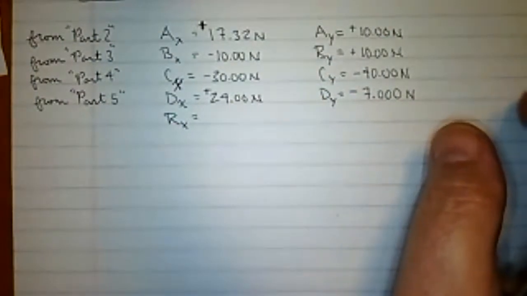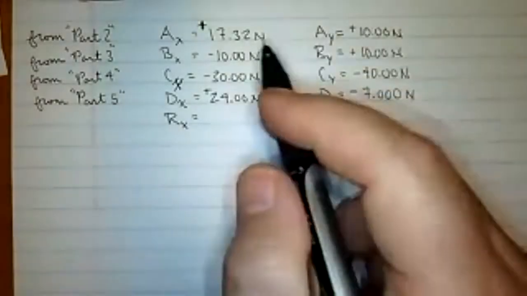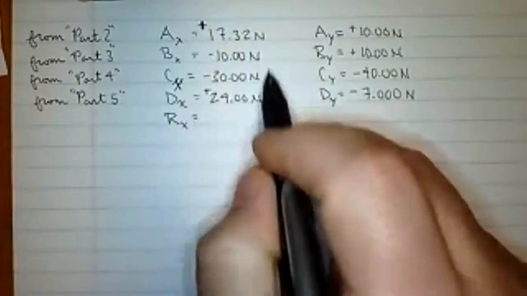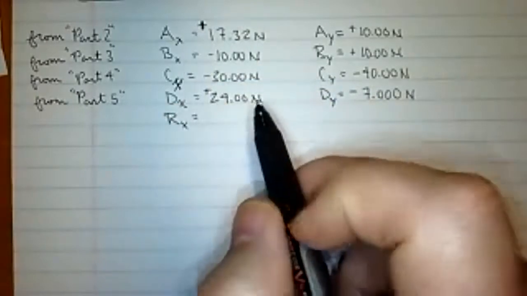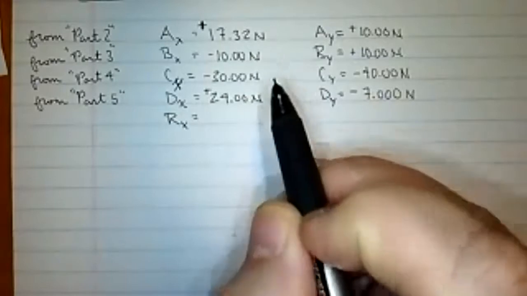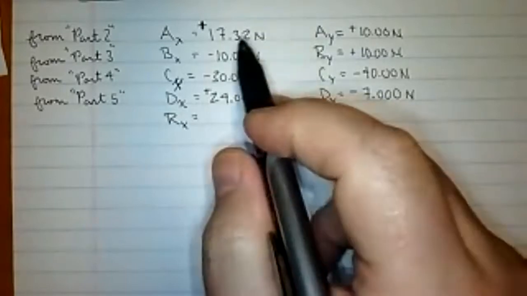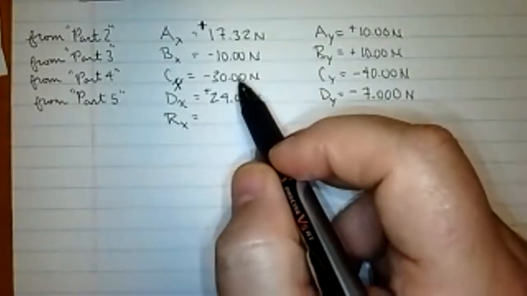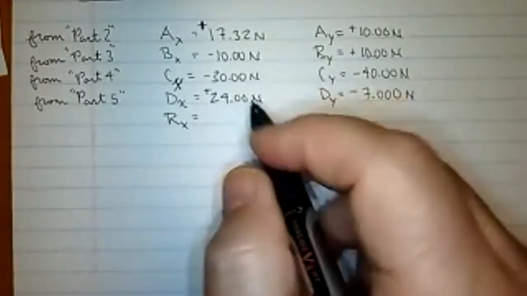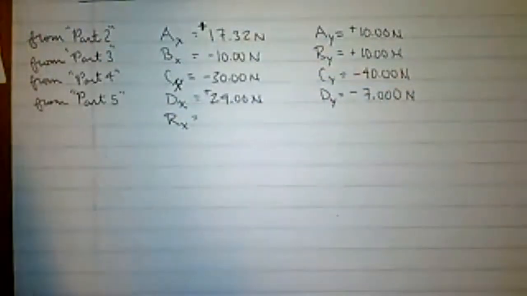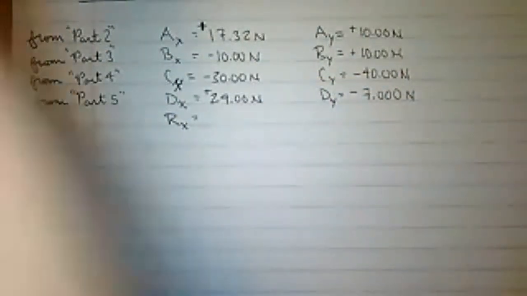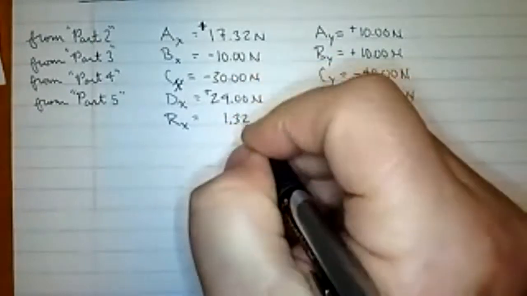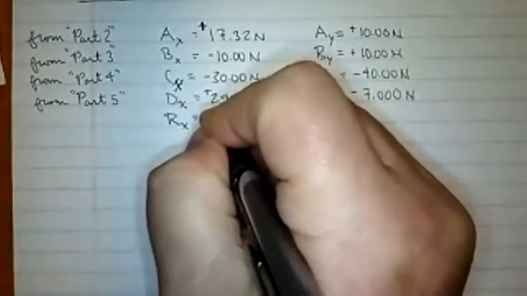I don't usually waste much time doing it, but what we now have to do is we just add these, and these signs are very important. That's why it's so critical that we always make sure they are in the right direction, even after we've worked out the mathematics of all of it. So this is 17.32 minus 10 minus 30 and then plus 24. Believe it or not, that still is a positive number, and it's not a very big positive number. It's a very, very small 1.32 newtons, and it's positive.